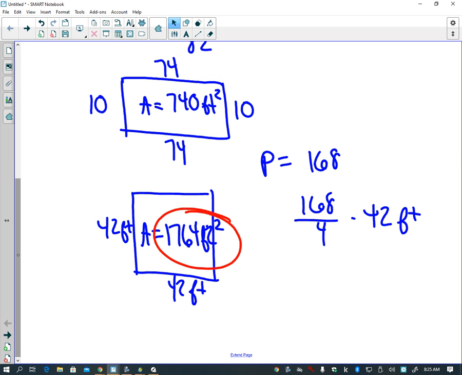Does that question make sense to us? I don't want you to just think, okay, on that question I divide by 4 and then square it. I want you to understand that the maximum area of a rectangle is a square.